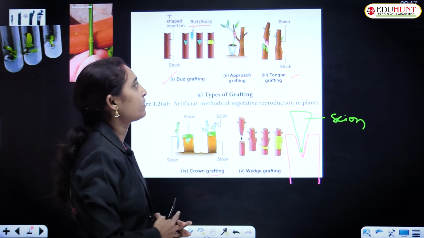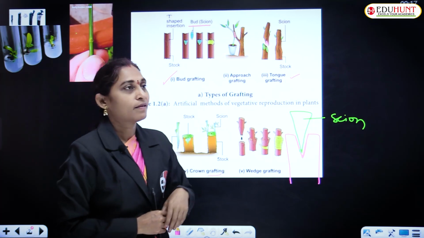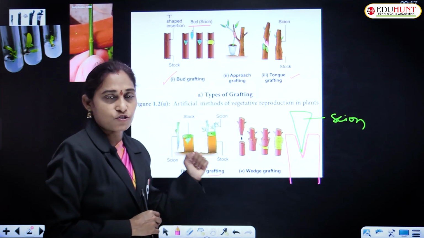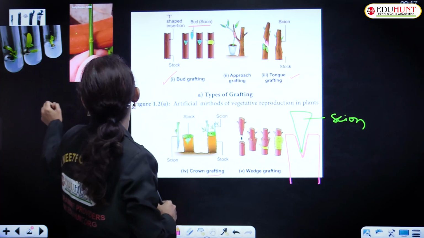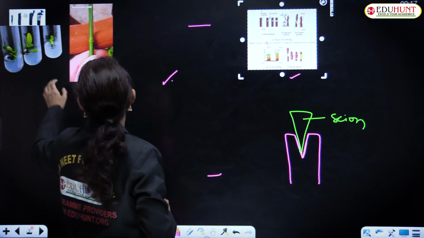In tongue grafting, it is like this. A scion has buds even. That portion is inserted on the stalk. And these are the various types of grafting techniques.